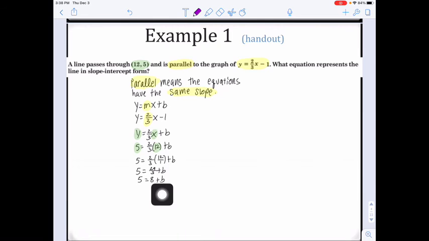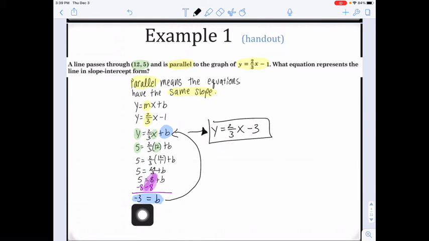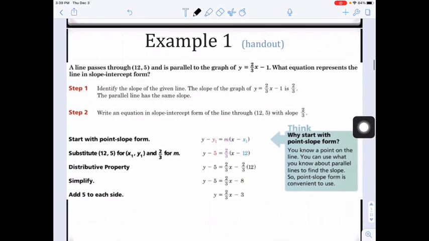Now we want to get b by itself, so we subtract 8 on both sides of the equal sign. We identify our b as -3, because 5 minus 8 is -3. We take this b and plug it back in up top where we were missing b. So now we have y = 2/3 x - 3. The next slide has this work written out.